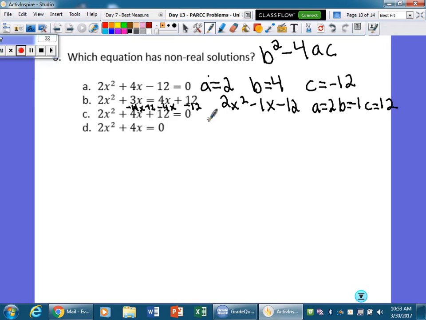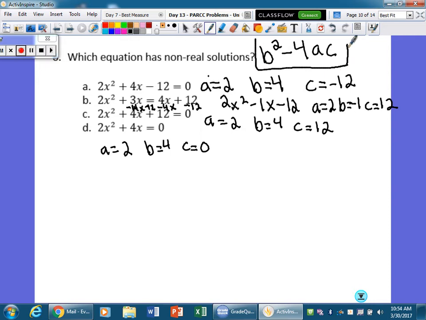Nothing to simplify for c, so a equals 2, b equals 4, c equals 12, and then for d, a equals 2, b equals 4, c equals 0. Now what you need to do is substitute it into our formula up here, and if you get a negative answer, then it's non-real solutions. So you're looking for which one is negative, and there's only one. So you got to try them all.